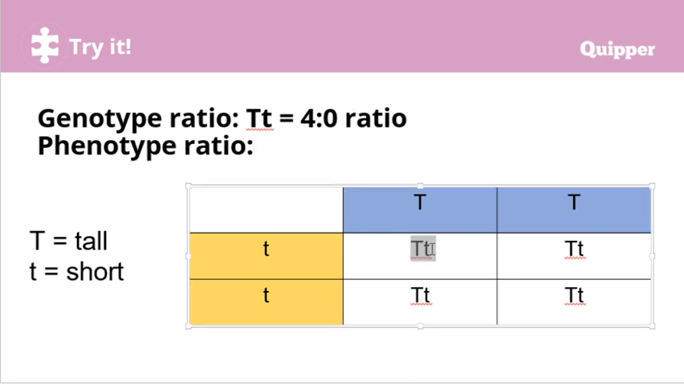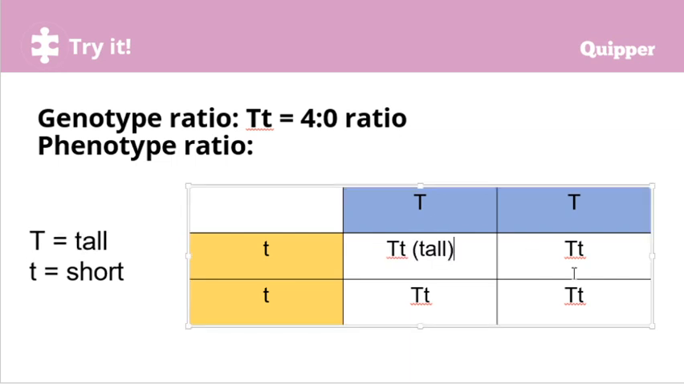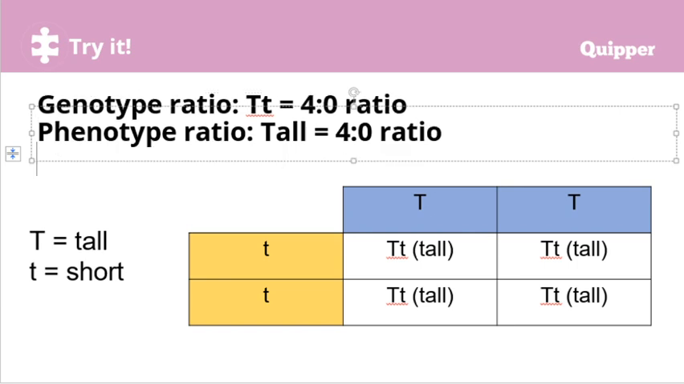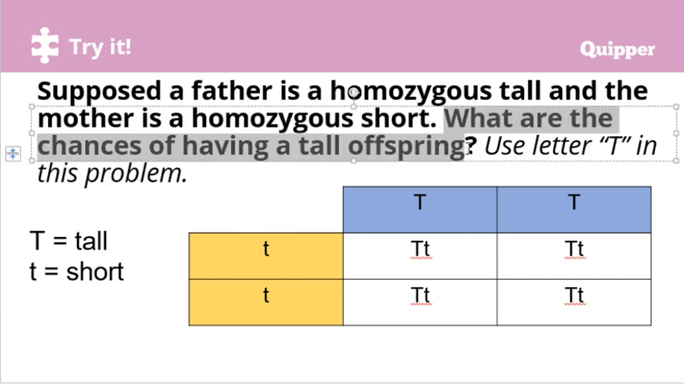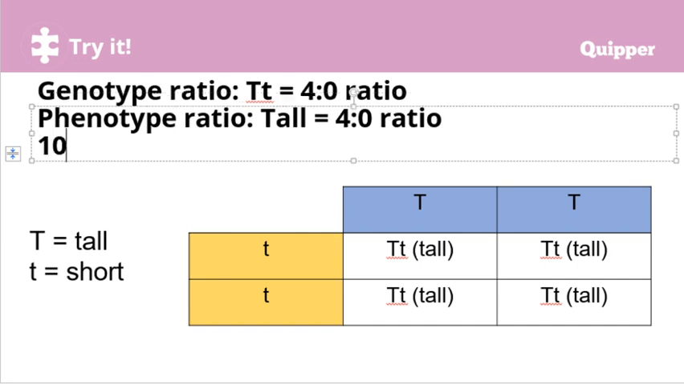How do we interpret this one? Sabi ko nga, basta merong capital, sundin niya yung description ng capital. So, this one is tall. This one is also tall. Kasi alam natin na parehas sila ng combination lahat, lahat ito tall. And this one is also another tall. So, masasabi natin lahat sila matangkad. So, yung phenotype niya tall equals 4:0 ratio din. Alright? Lastly, let's answer the question. What are the chances of having tall offspring? What are the chances based on your Punnett square? Lahat kasi magiging matangkad, kaya chances are 100%. Alright. So, I hope na nakuha yun.